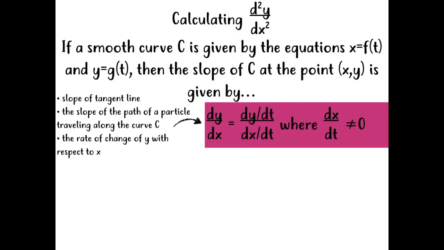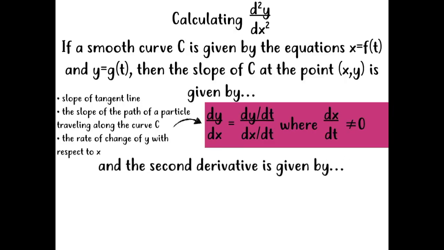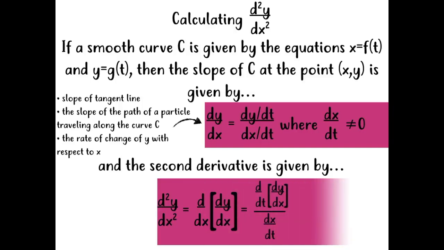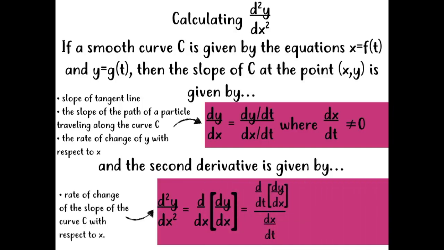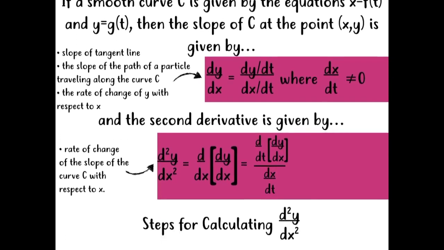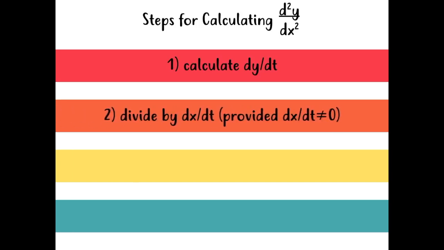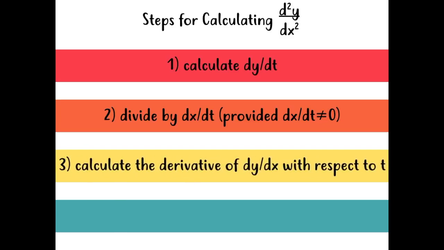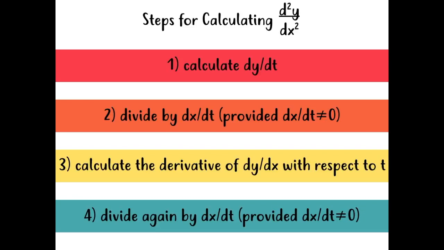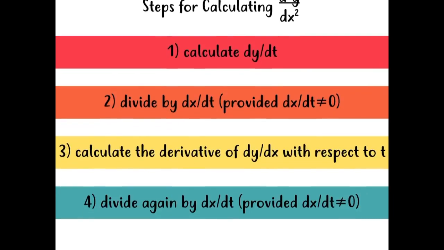C, as well as the rate of change of y with respect to x, and then we find this second derivative by the following. And this is essentially the rate of change of the slope of the curve C with respect to x. So how do we calculate this? First we have to calculate dy/dt, then divide this value by dx/dt, provided that dx/dt does not equal 0, and then calculate the derivative of dy/dx with respect to t, and then divide again by dx/dt, provided that dx/dt does not equal 0.